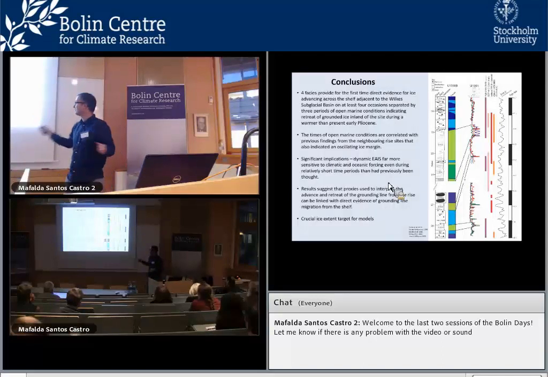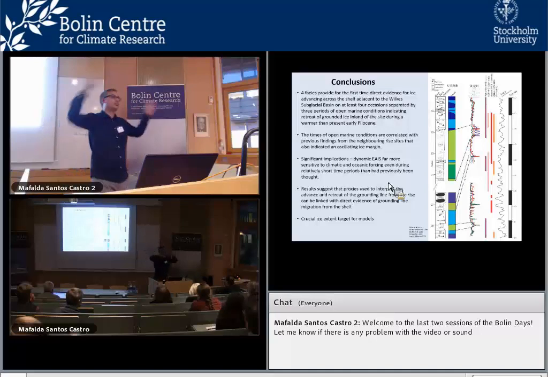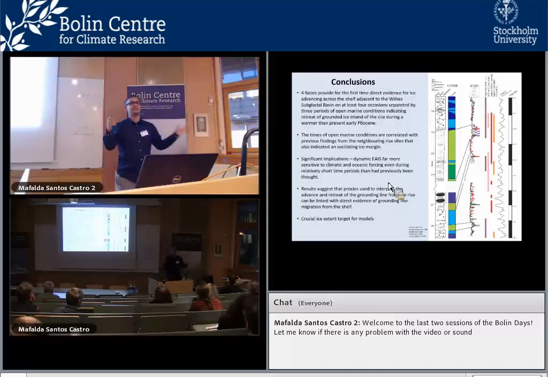And what this is telling us is that even a huge, large ice sheet such as the East Antarctic Ice Sheet is really sensitive to climatic and ocean changes and can advance and retreat very rapidly over very short timescales.